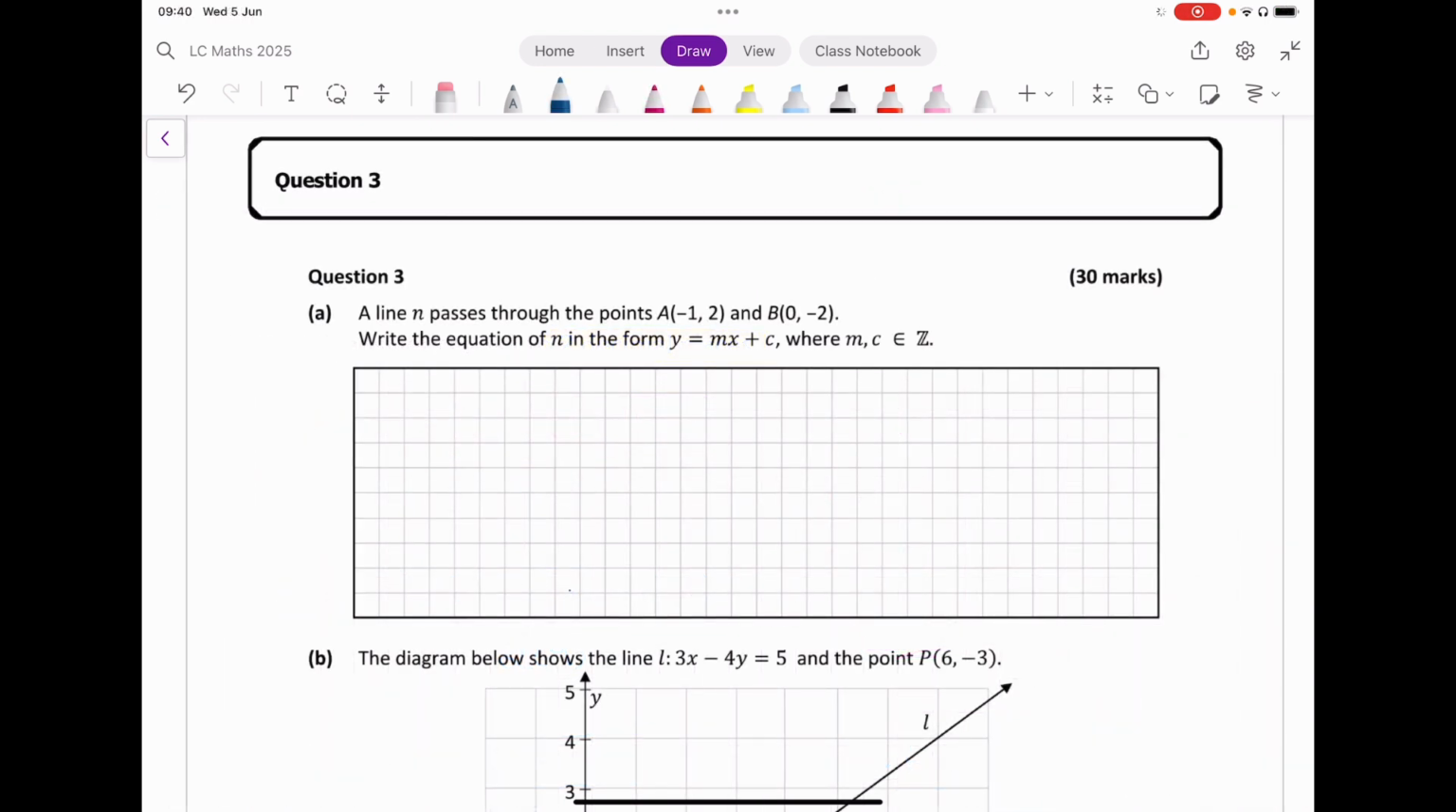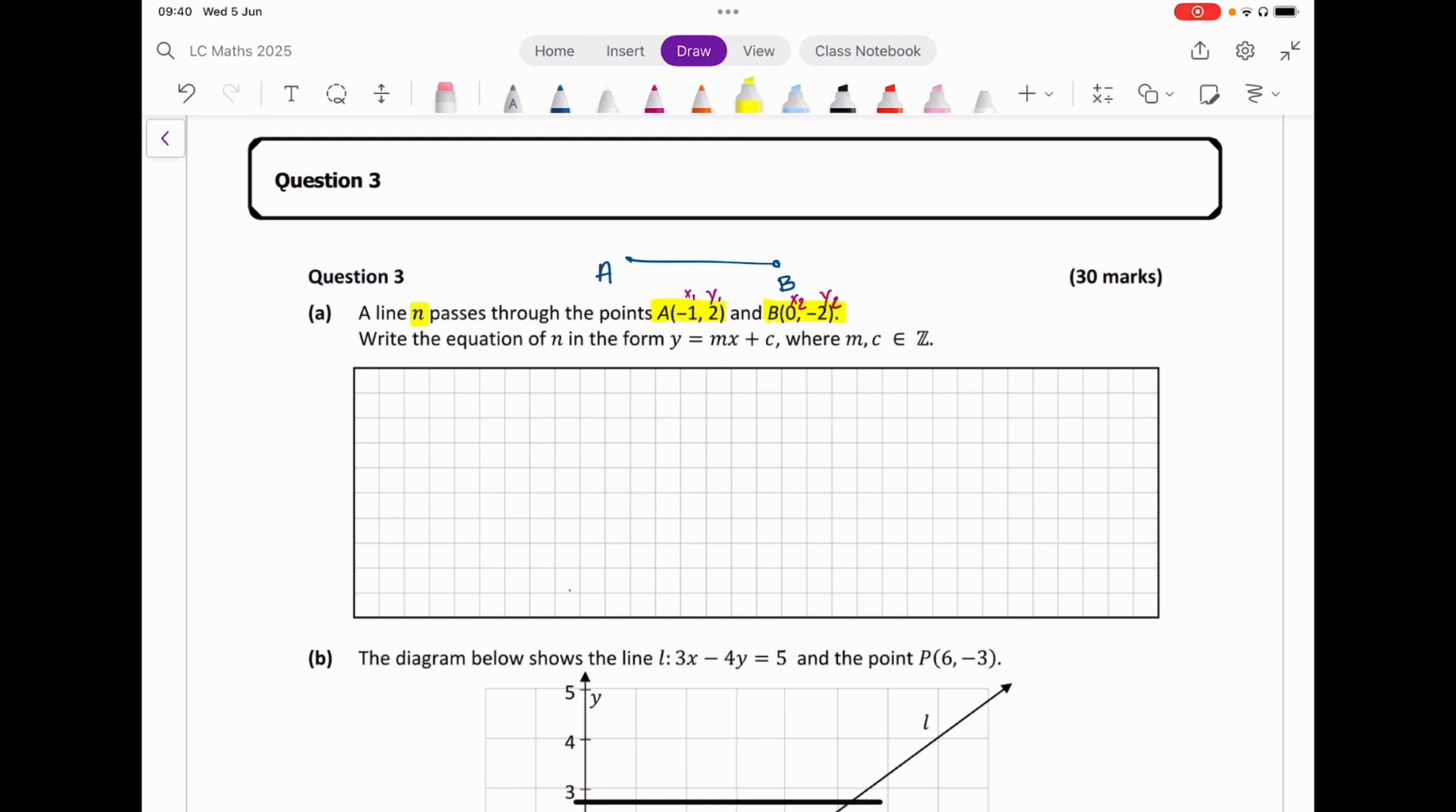For question 3, we are looking at the line. Okay, so let's read the first part of the question there. It's saying a line passes through a line n, so they're naming the line n, they're just giving it a name, has 2 points, A and B. So it's a line segment that goes between the points A and the point B, and then points are minus 1, 2, and 0, minus 2. So the first thing I'm going to do is I'm just going to label them x1, y1, x2, y2, because I'm going to be using them at some stage.